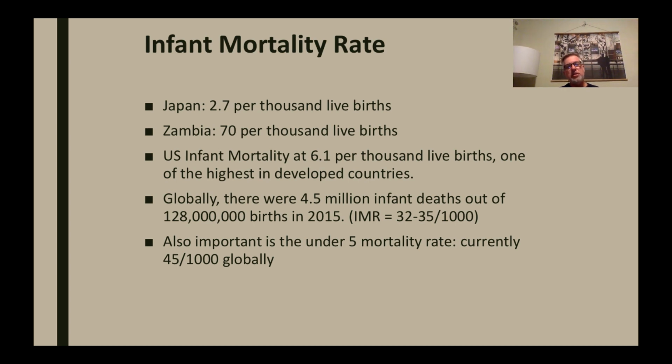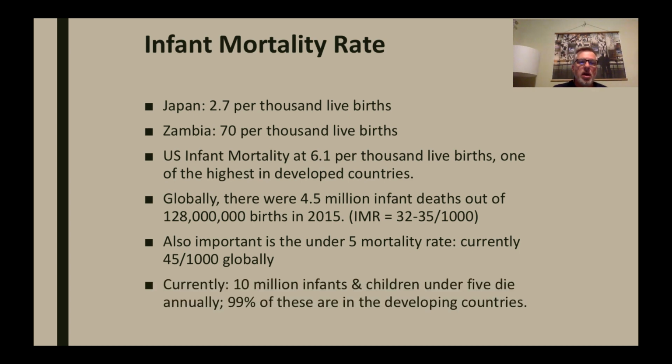Another statistic that you'll often see mentioned is the mortality under 5 years old, which is currently about 45 out of 1,000 globally. So there's a lot of childhood disease, and infant mortality and childhood mortality rates are used as indicators of development and general health in a country. Currently, about 10 million infants and children under 5 die annually around the world, and 99% of these are in developing countries. So infant mortality rate and child mortality rate are used as a general indicator of how good health care is and the level of development in a nation.